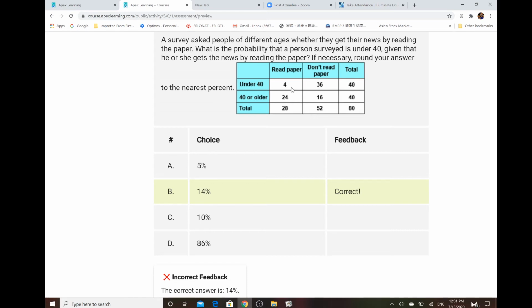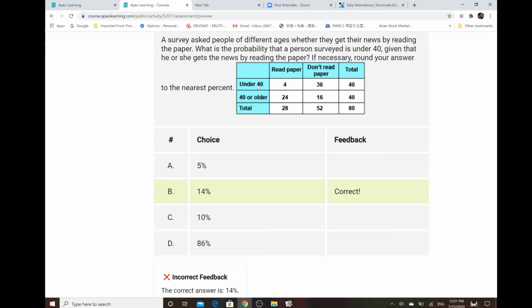Oh, you know what? The thing is that there's no need to multiply by anything here. So this one actually is not that bad. It's just like 4 over 28. Okay, so if you just think about it this way.